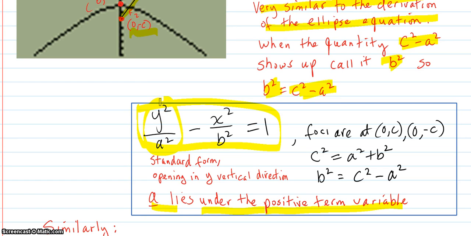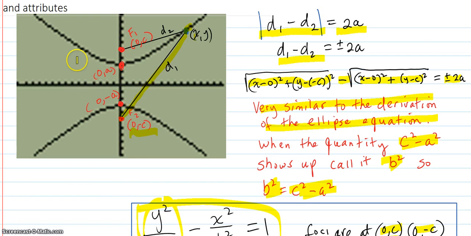Okay, the foci are these points, and the defining relationship is that b squared, it was c squared minus a squared. And if you solve that for c squared, you get c squared is a squared plus b squared. So from the a and the b, that'll get you the foci. Okay, and so this is called standard form of the equation, and it's for the one that's opening in the y direction. As we can see, it's opening up in the y direction.